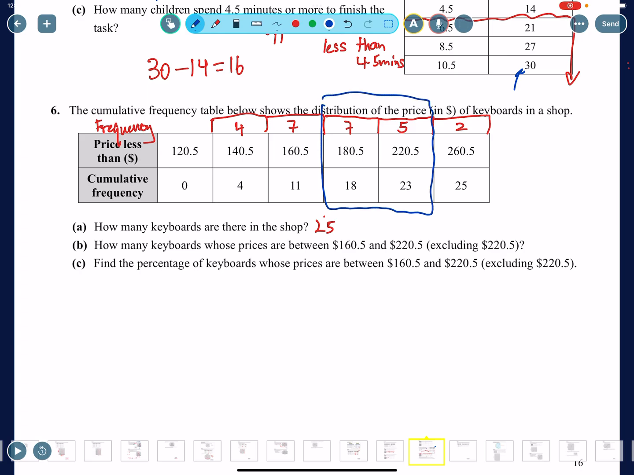Basically, you want the numbers over here, 7 and 5. So over here is 7 plus 5 equals 12. Find the percentage of keyboards whose prices are between, okay, so basically just a percentage. 12 divided by the total, 25, times 100%. Yeah, I think you guys are gonna struggle in this part. 48%.